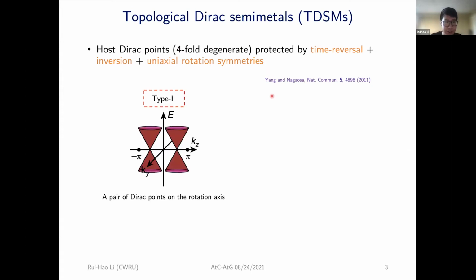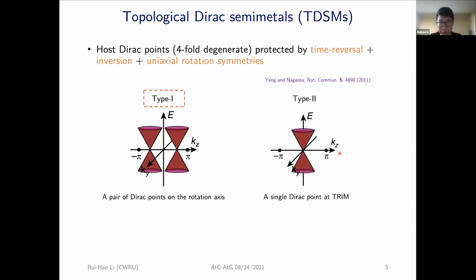two different types. In type 1 TDSM, there's a pair of Dirac points on the rotation axis, as you can see from this schematic here. The rotation axis is the z-axis. Whereas in type 2, there's a single Dirac point at the time reversal invariant momentum, or TRIM. In our work, we'll be focusing on the type 1 TDSM, which has a pair of Dirac points.